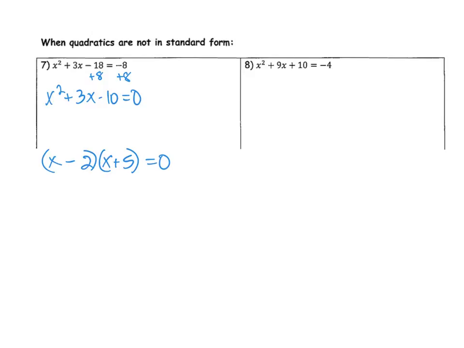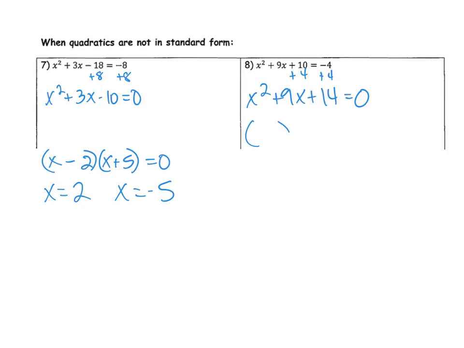Set them both equal to 0. X equals positive 2 and x equals negative 5. On number 8, I'm first going to add 4. 14. How is 14 made? Ooh, 7 plus 2 make 9.